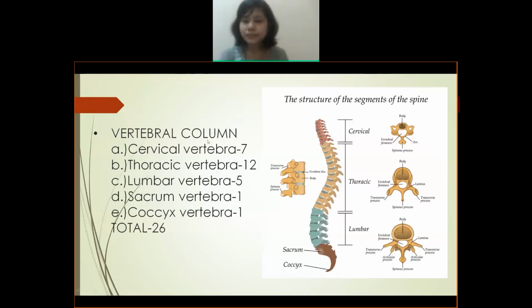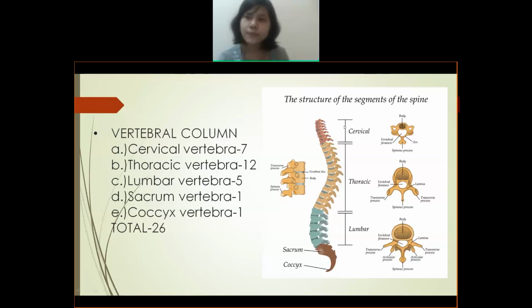Next is your vertebral column. So your vertebral column will lie in your back side, the backbone. This is your backbone. Vertebra means this part, back side. So this is known as vertebral column. In this vertebral column also it is divided into many parts, that is 1, 2, 3, 4, 5.